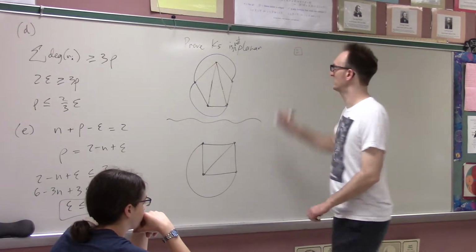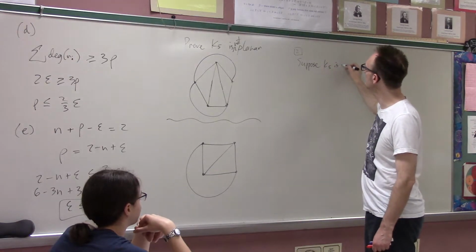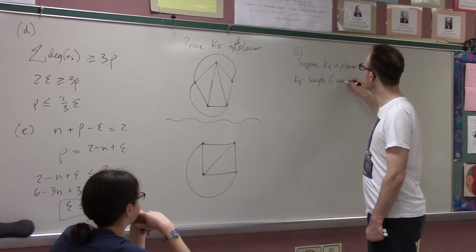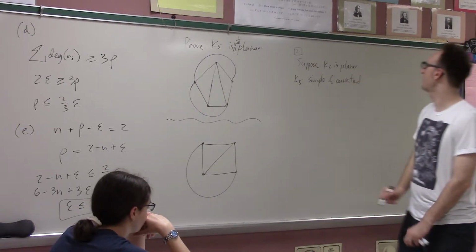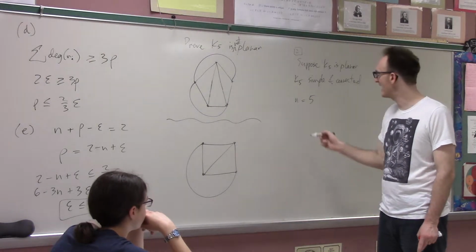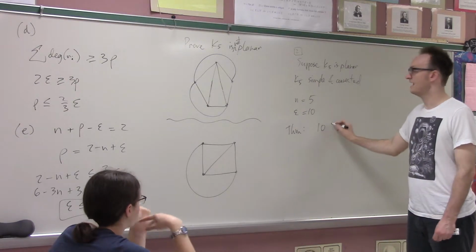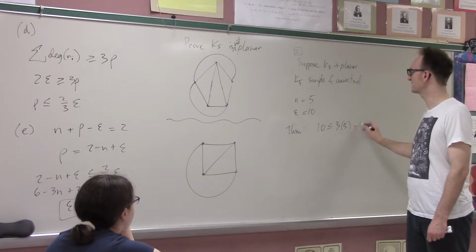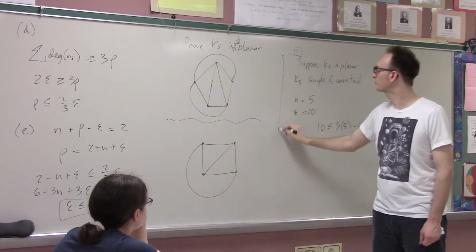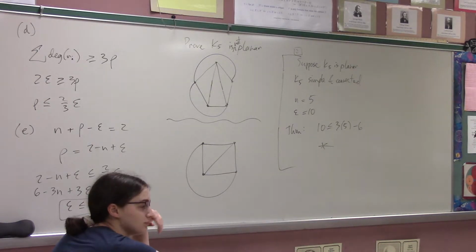It said just use this theorem. So let's talk about it. Why is K5 not planar? Well, suppose it is. Suppose K5 is planar. Well, K5 is certainly simple and connected, and so it must satisfy the theorem. But of course, there are 5 vertices in K5, and there are 10 edges. And yet the theorem says that 10 has to be less than or equal to 3 times 5 minus 6, and that's just not true. So that proves that K5 is not planar. Good.